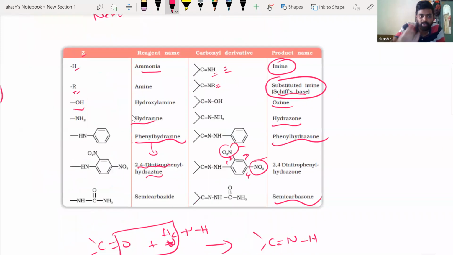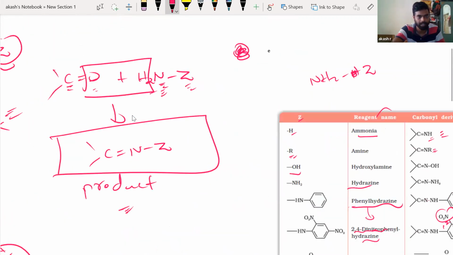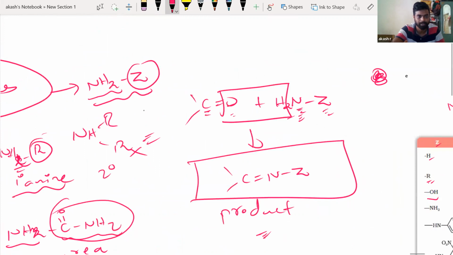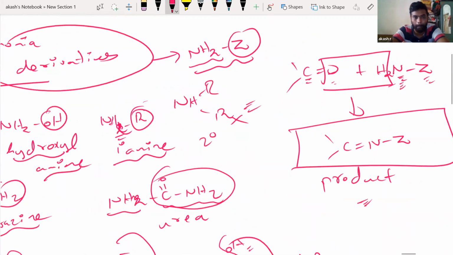All that you have to understand is what is the Z, what is the reagent name, and what is the product name. That has to be at your fingertips. And obviously the product's structure and the product's name, everything should be at your fingertips. So this is about addition of ammonia derivatives. I told you, very, very simple. Does anybody have any questions here? Anybody want to ask me anything?